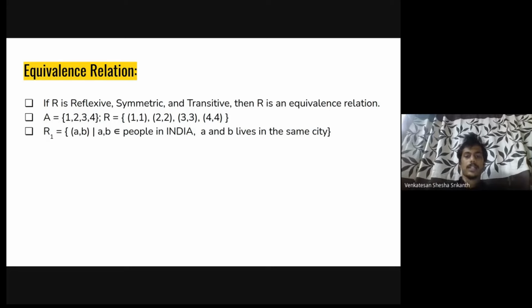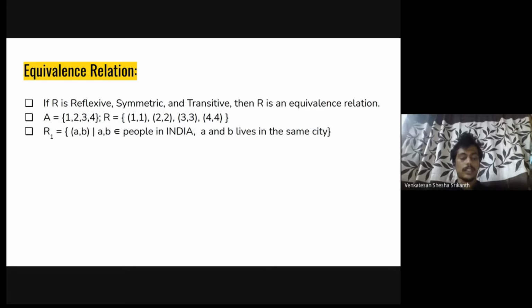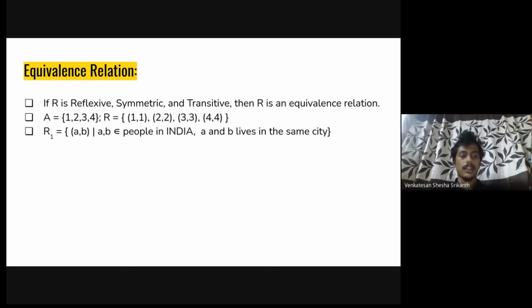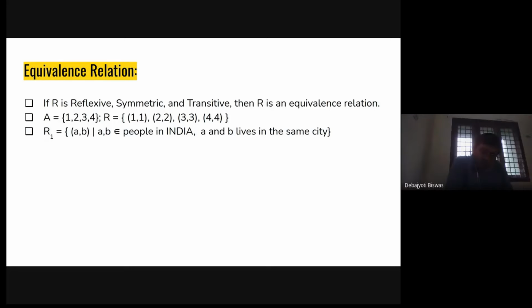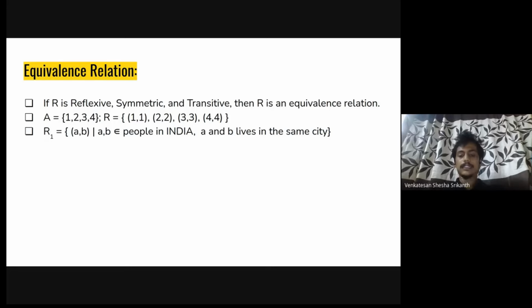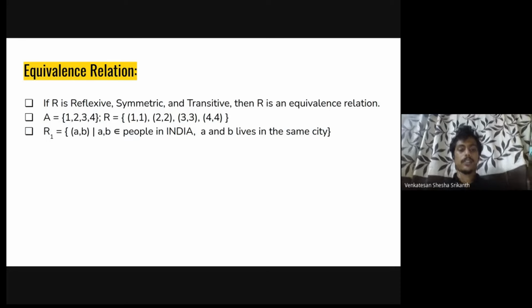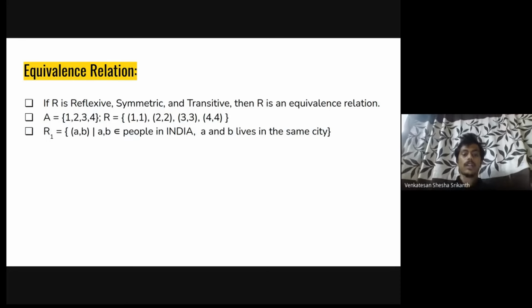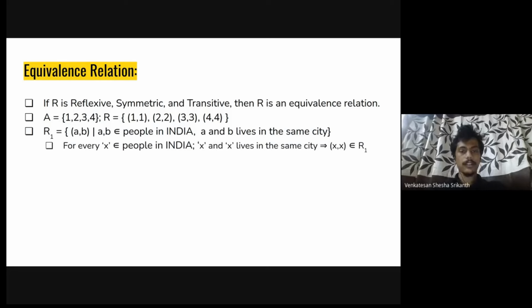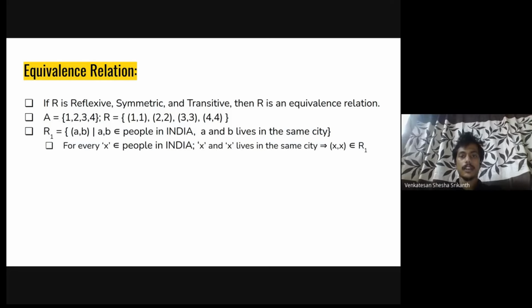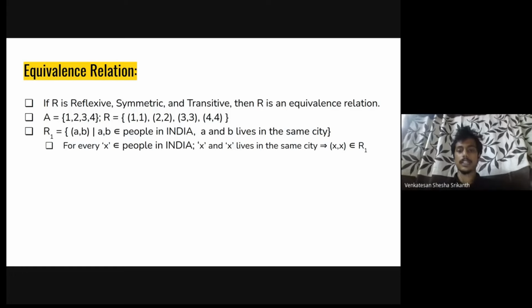So let's look at one more example to get a clearer idea. I define a relation R which has ordered pairs (A,B), where A and B belong to the people in India, and my condition is that A and B live in the same city. So how do I check now? As we have said, we will check every condition: whether it is reflexive, symmetric, or transitive.